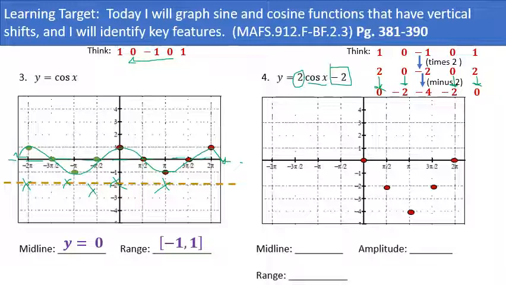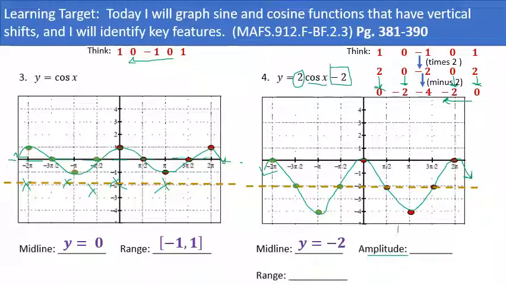All right, follow it backwards. And you get a big old W. Not really, but it looks kind of like a W. But it's a cosine wave. There we go. All right, what's the equation of our midline? Find that line in the middle. Y equals -2. What's the amplitude? Remember the shortcut for doing that? That's the absolute value of A, which is 2. Our range is from -4 to 0.